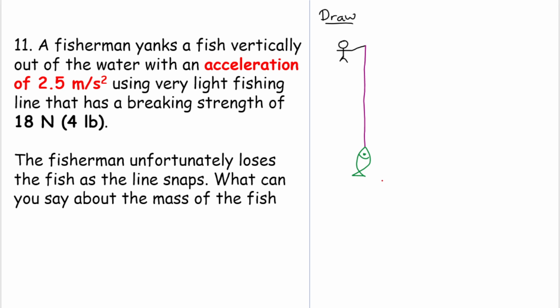Okay, the fish has some weight, right? So the fish has some weight here. And the force caused by the weight, let's call it Fw. Right? And then on the other hand, we also have the tension of the fishing line. So let's name this tension of the fishing line as T. Good. And then it yanks vertically with an acceleration of 2.5 meters per second squared. Good.